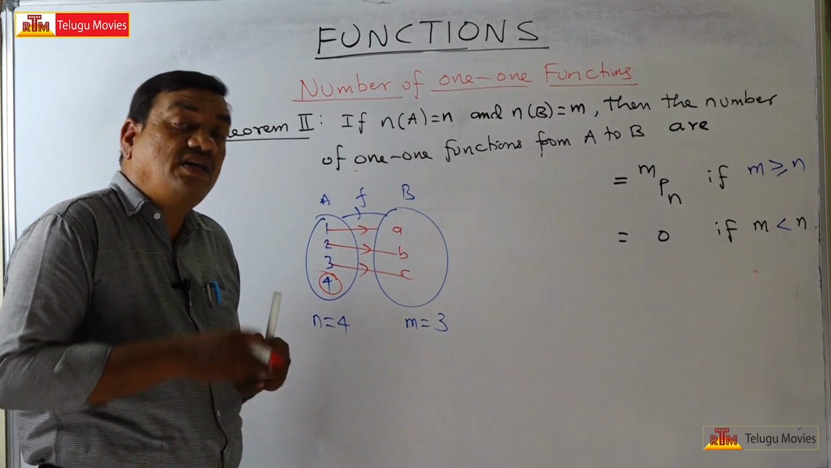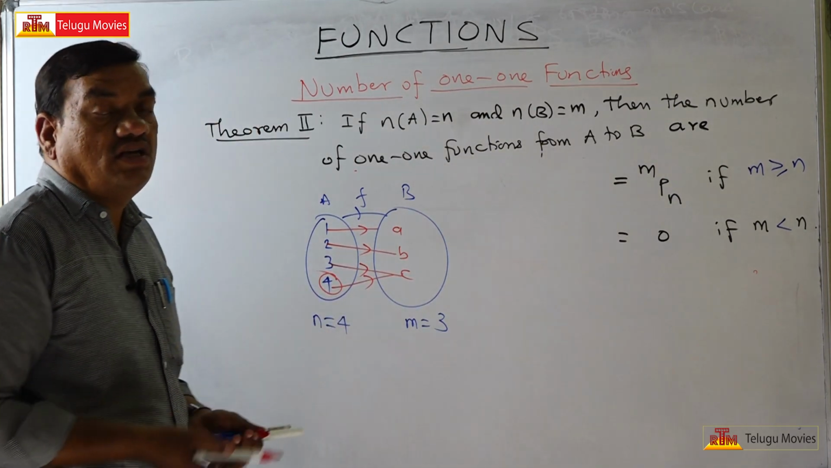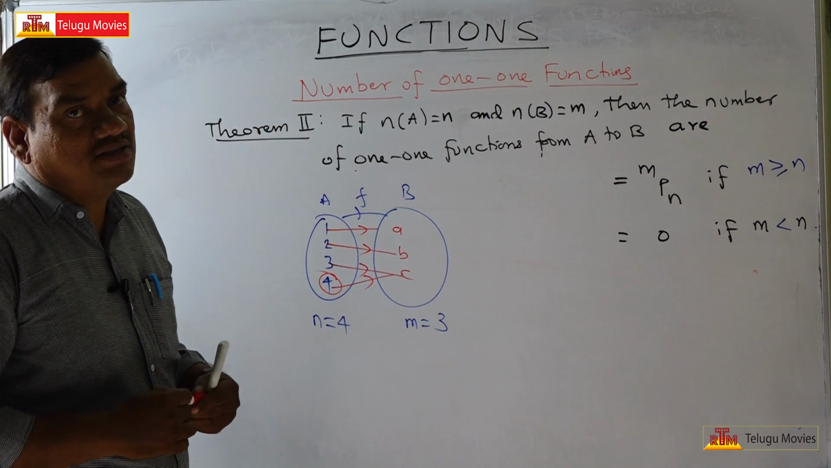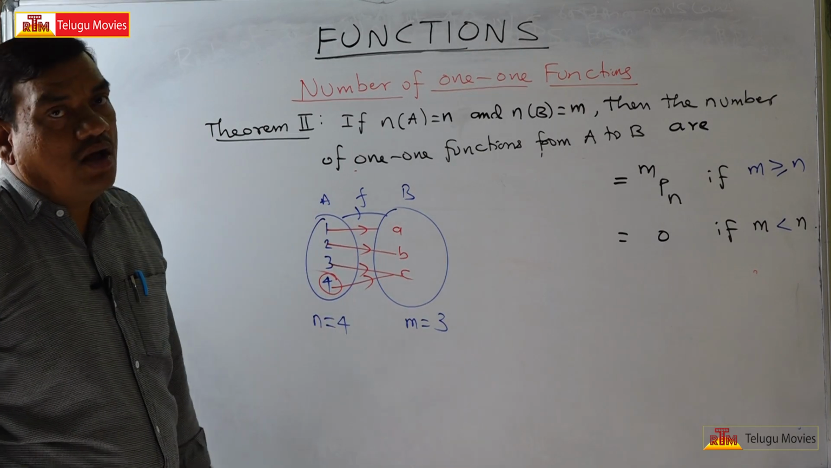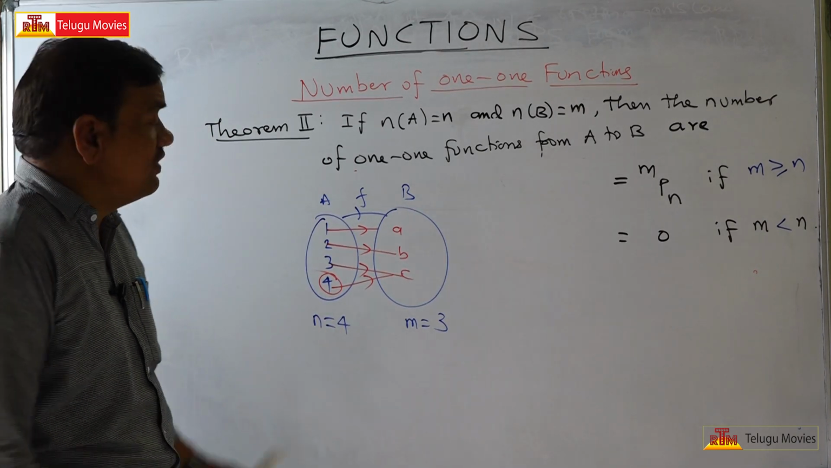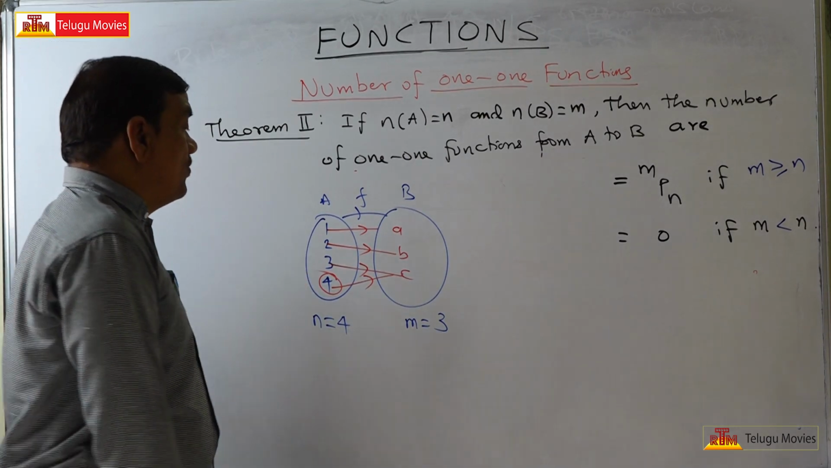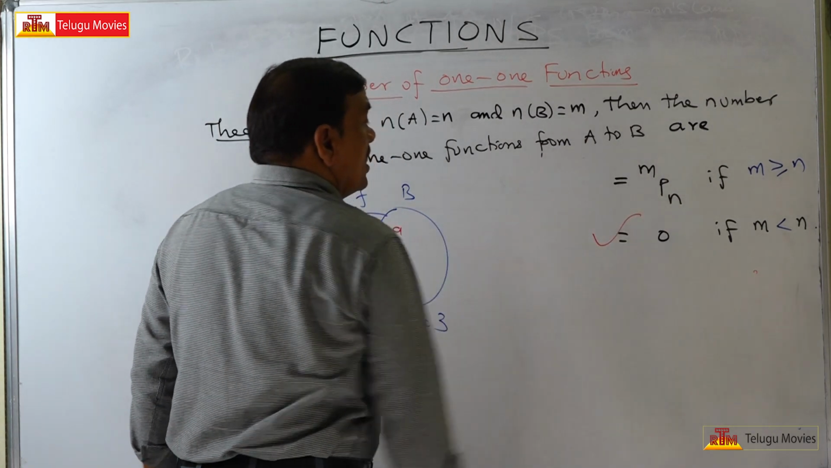He didn't have to. But if it is a function, already he has to select one of the selected elements. That means it cannot be a 1 function. It is simply a function. Otherwise, we can say that it is an onto function. Understand this? Okay. Therefore, here the number of 1 functions are 0.